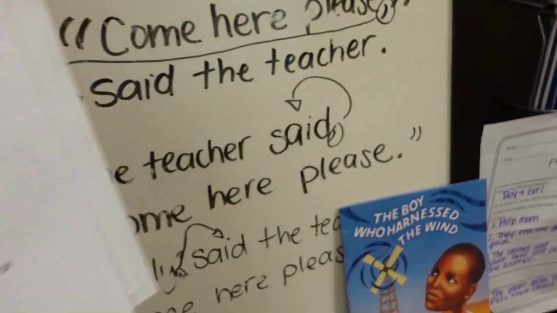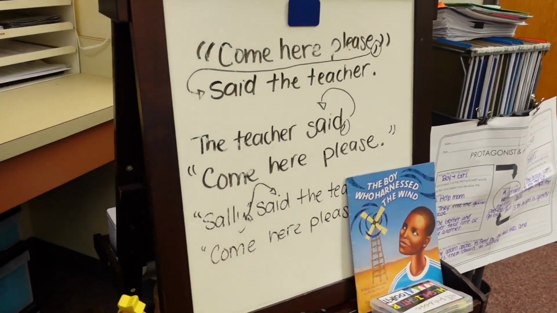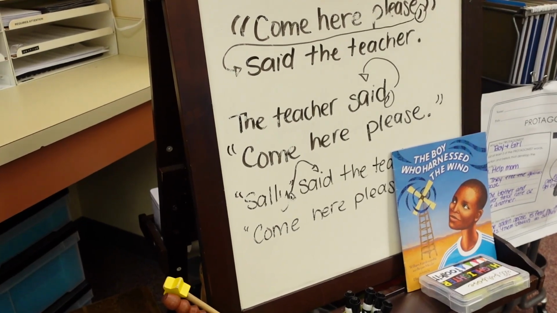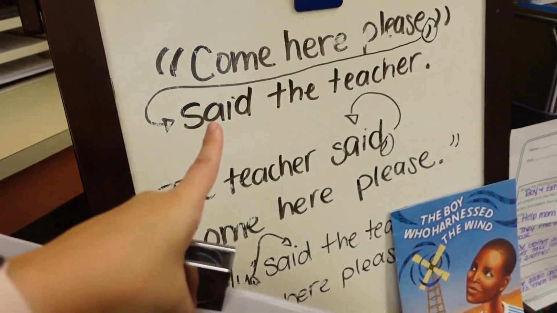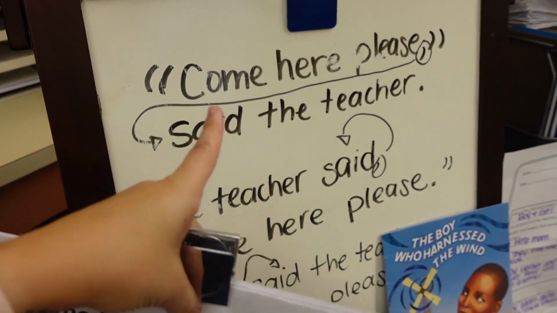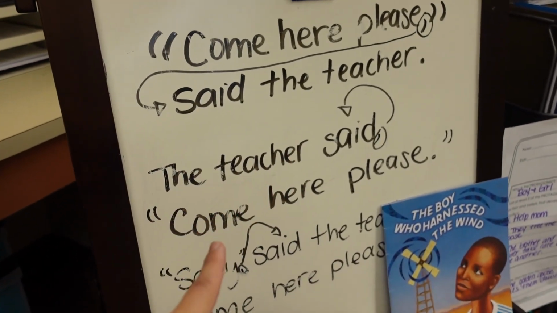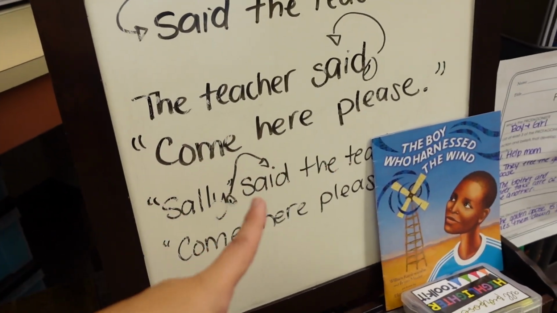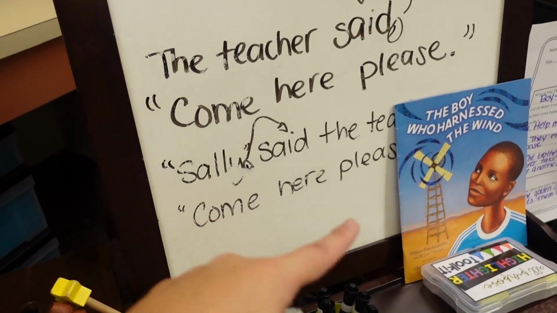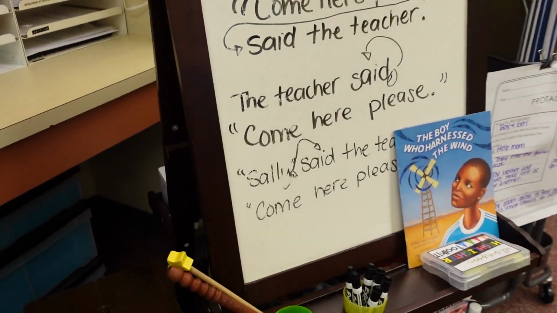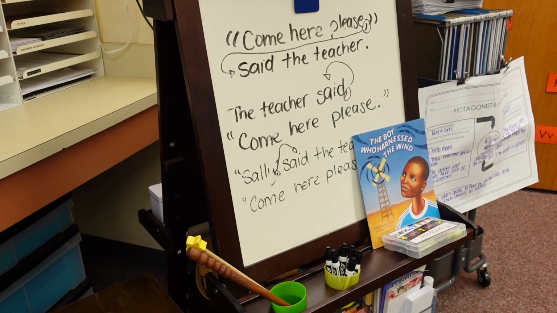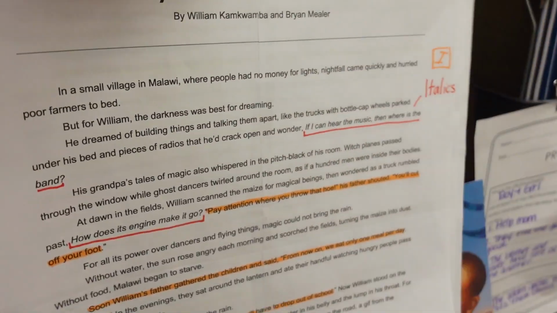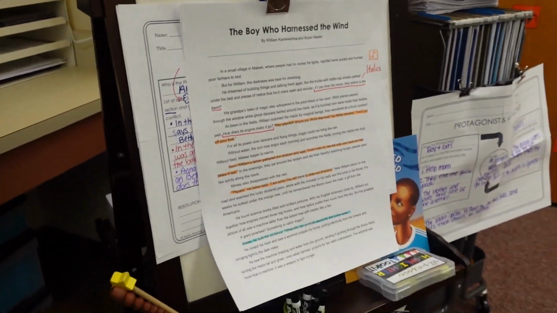Another thing that we practiced with, this class was very busy. We practiced a little bit with our dialogue tags again, and I changed around where things were. So if I said, "Come here, please," said the teacher, I would change it to the teacher said, "Come here, please." And then, "Sally," said the teacher, "Come here, please," so that they can take note and have that practice before they started in their rough drafts. So they did a ton of work.